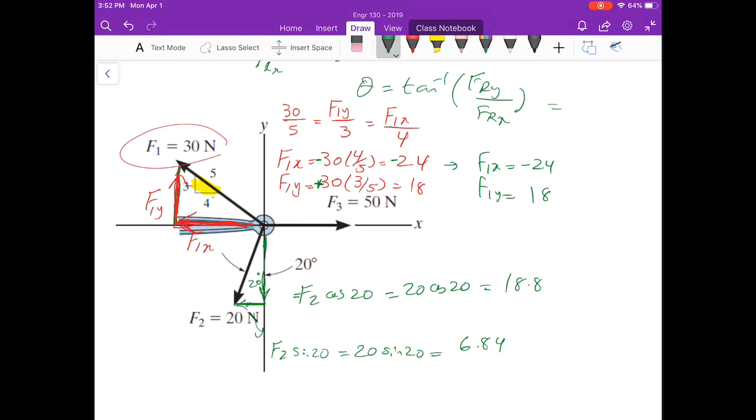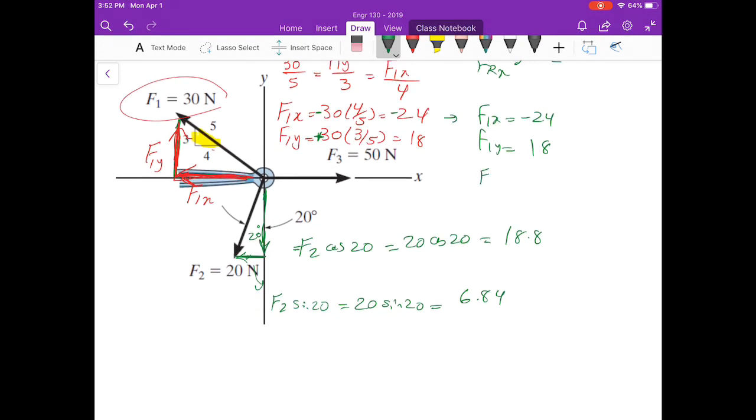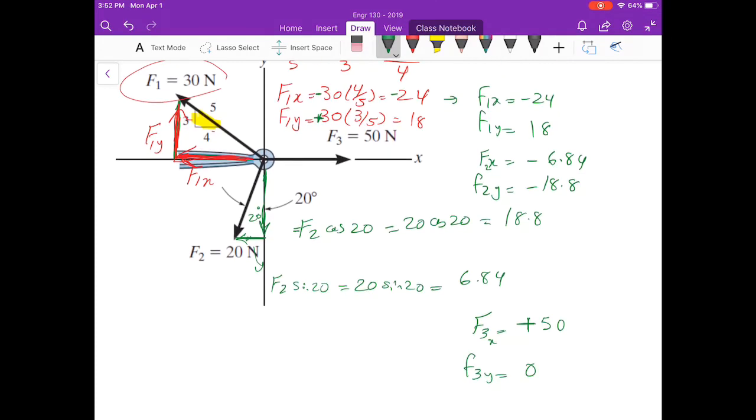Looking at the sign of them, F2x is going to the negative, so it will be minus 6.84, and F2y, which is going into the negative again, minus 18.8. I'm looking at F3. F3x is plus 50, going in the positive side, and F3y is equal to 0. So this is step 1. We break the forces into x and y components.